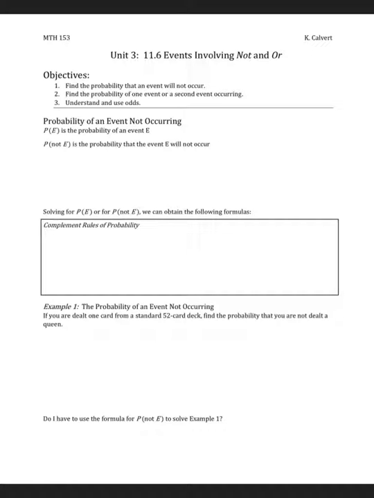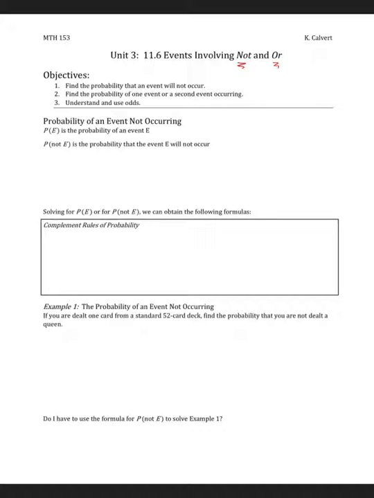Hello, Math 153. What we're looking at today is 11.6, events involving "not" and "or." These are going to be two keywords that we want to look for in our problem: the words "not" and "or." We have three objectives here, but we're actually going to cross off the last one.